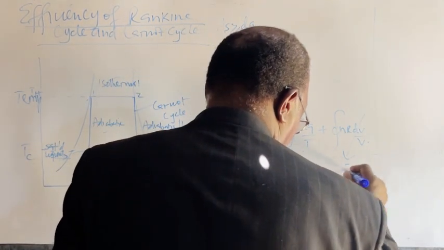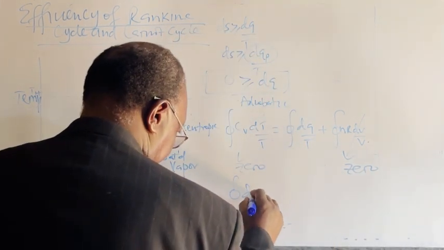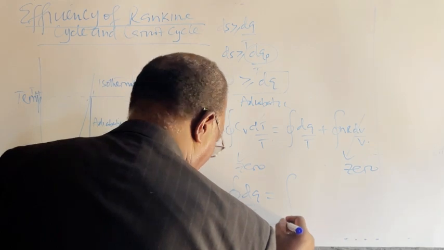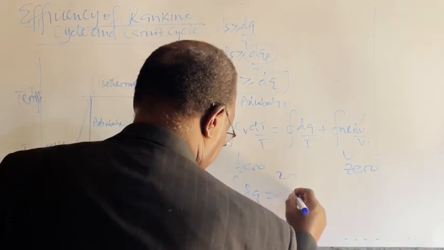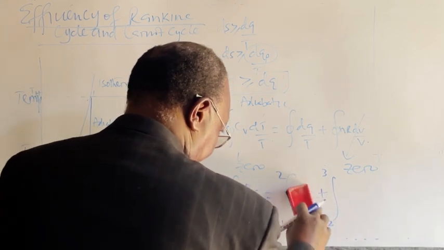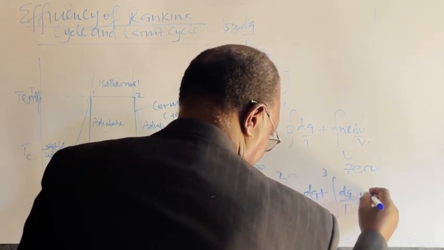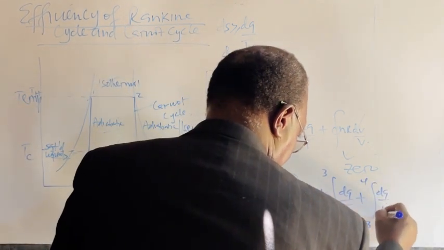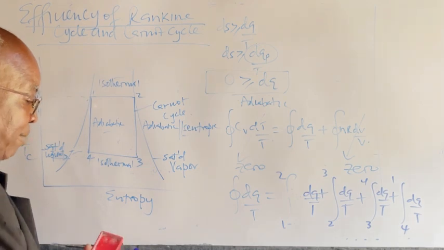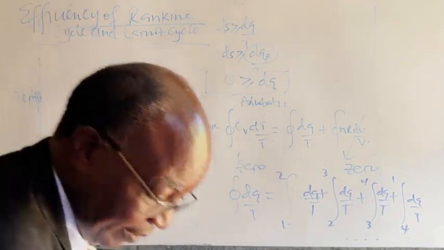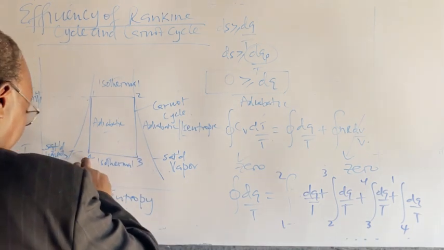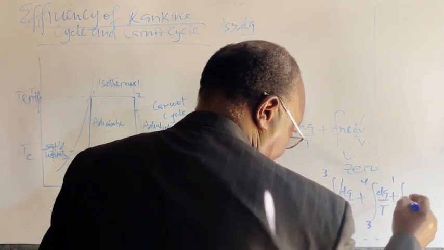Similarly, that other integral also vanishes, so that you are left with the cyclic integral of dq over T, which consists of 4 line integrals: that is from 1 to 2, dq over T, plus the integral from 2 to 3, dq over T, plus the integral from 3 to 4, dq over T, plus the integral 4 to 1, dq over T. And of course, as we had seen at that time, we were able to handle this very easily, in the sense that for the adiabatic processes, 2 to 3 and 4 to 1, they vanish.